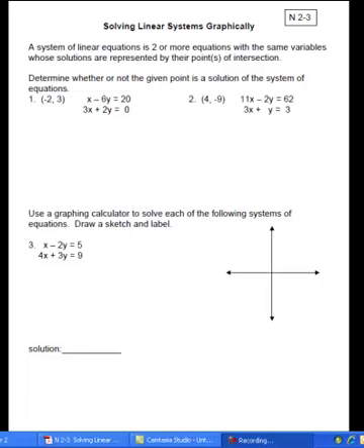So when we're given something like number 1 and 2, where it says determine whether or not the given point is a solution to the system of equations, what we need to do is put that point into the equation. So we take and we substitute that point into our system of equations.